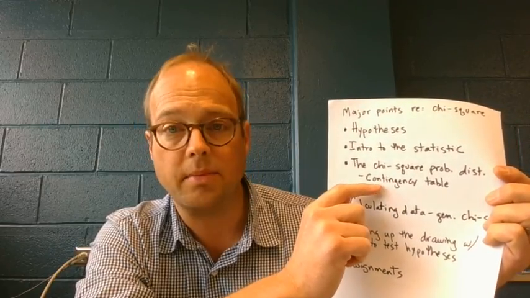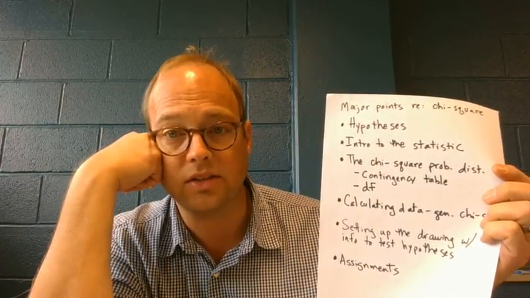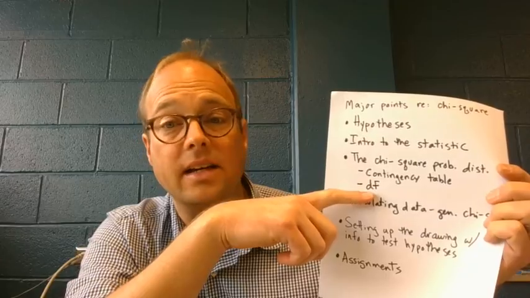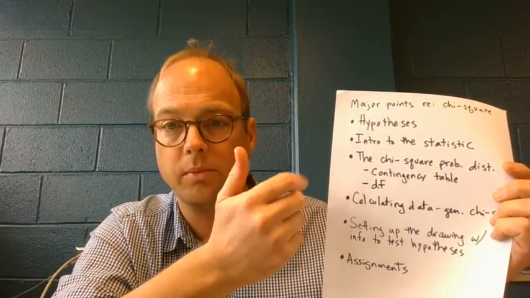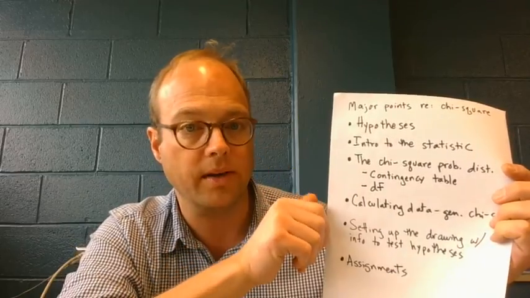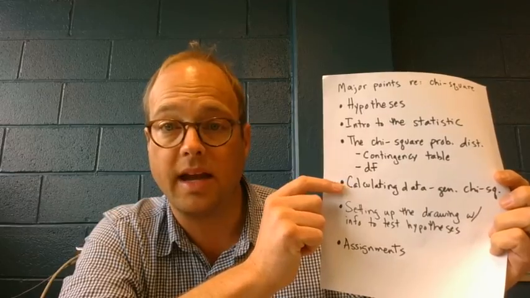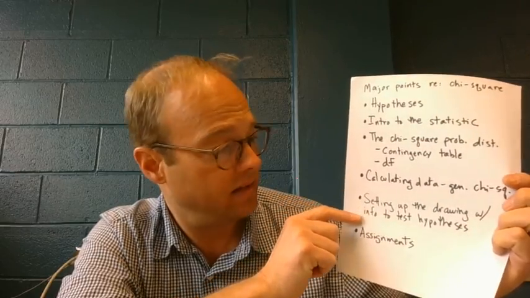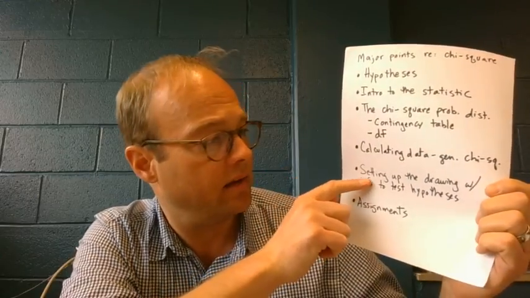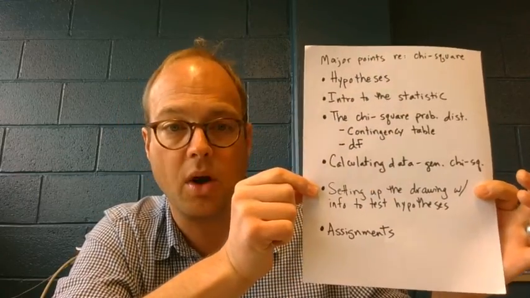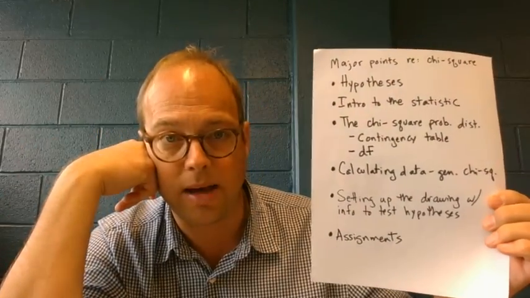The contingency table might be new depending on whether or not you've completed reading of Chapter 13 in SPATS, but the idea of degrees of freedom shouldn't be new, obviously, because you've been dealing with degrees of freedom throughout t-tests and ANOVA. Then we'll talk about calculating the chi-square test statistic. That'll be next. After that, we'll try to tie it all together and talk about setting up the drawing with the necessary information in order to test the hypothesis.